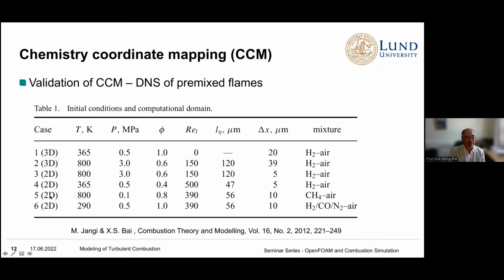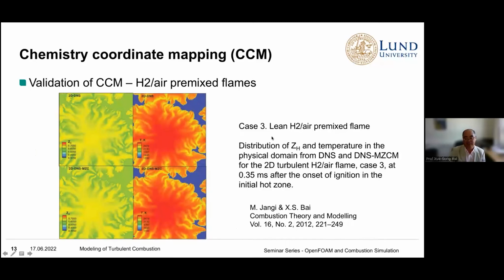So we tested 6 different cases under different temperature, equivalence ratio, hydrogen flame. We choose lean flame because we want to see differential diffusion effect, 3D, 2D, and also methane air flame or syngas air flame. I'm going to just show you one case, case 3, which is a lean hydrogen air premixed flame.